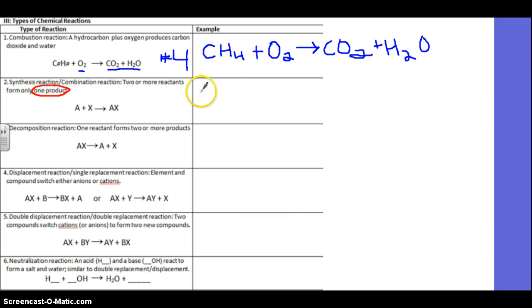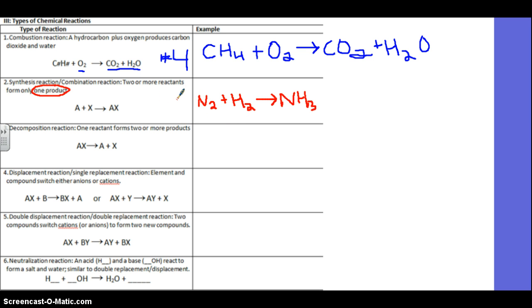So write this example in your notes. For example, nitrogen gas plus hydrogen gas. I'm using diatomic molecules here because they like to make diatomic molecules. It makes ammonia, NH3. This is only one product. Ammonia is one product, so that is a synthesis reaction.